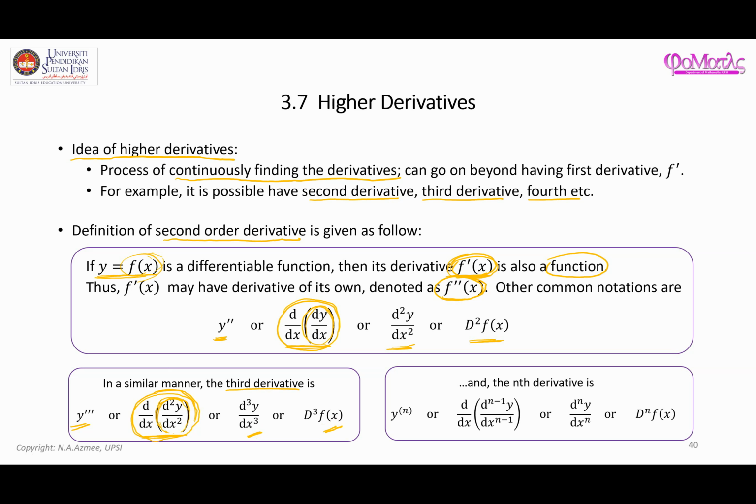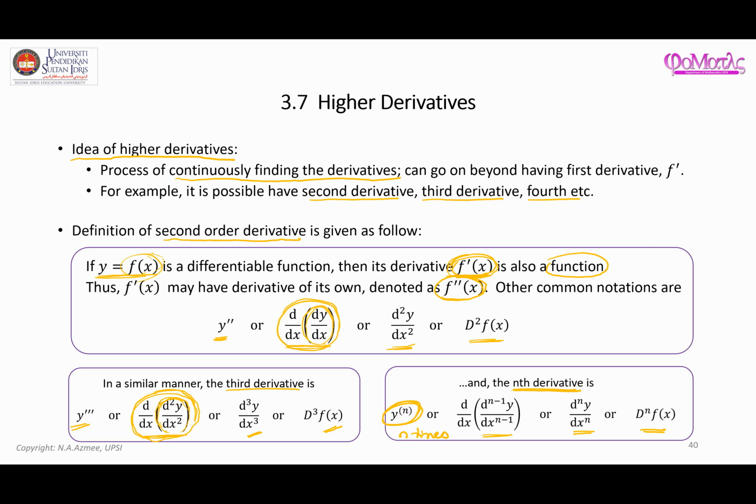Now you can go on and find the nth derivative, and basically the nth derivative means you will be differentiating this function n times. So the notations are given as such.